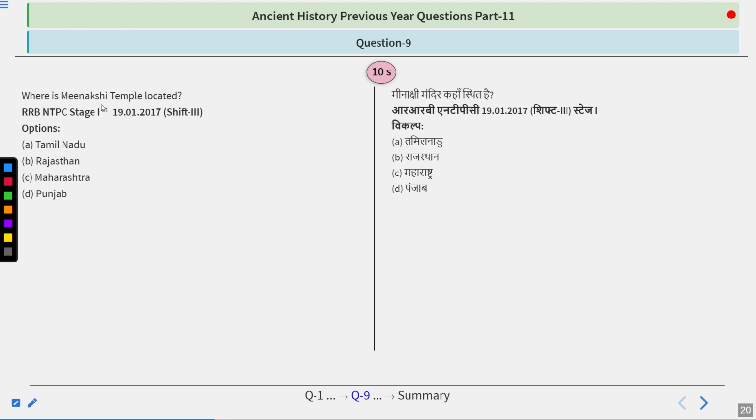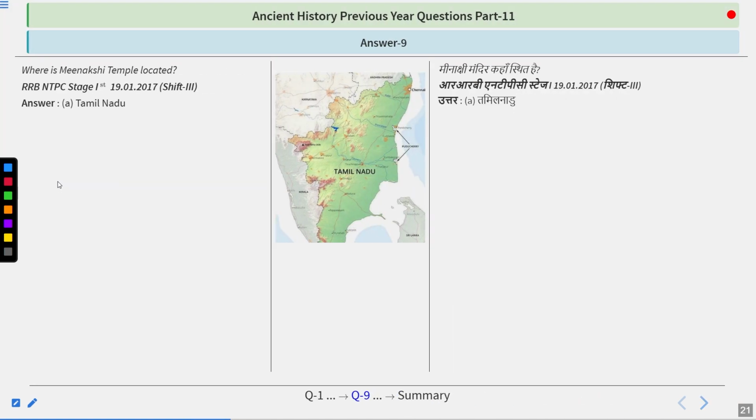Again, the same question. It has been repeated so many times in different shifts. So, where is Meenakshi temple located? Try to answer this one, guys. And I hope you got the right answer. The answer of this question is Tamil Nadu.